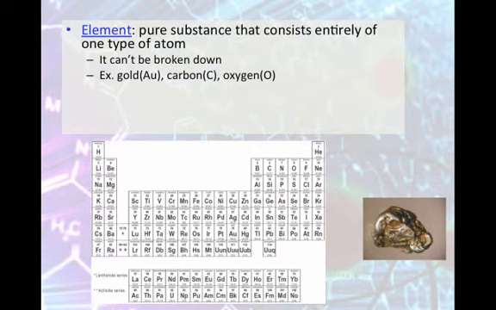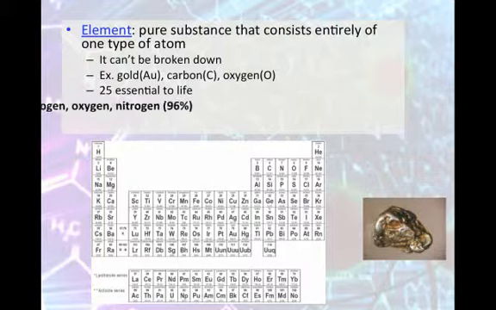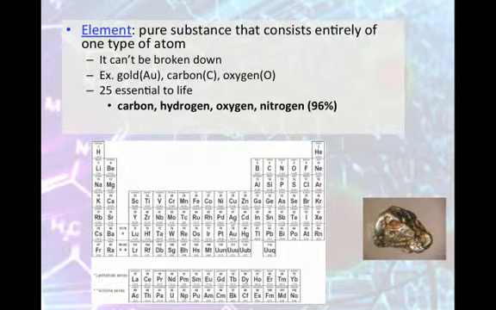Elements are pure substances that consist entirely of one type of atom. They cannot be broken down. Some examples are oxygen, nitrogen, gold, carbon. The elements that are found in all living things are carbon, hydrogen, oxygen, and nitrogen. Those four elements make up 96% of all living things.